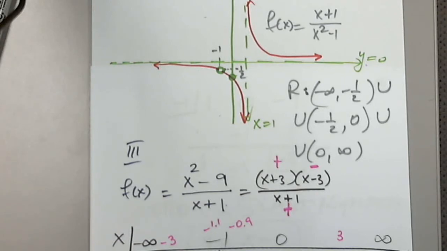On the other side, from -infinity on the right-hand side of the vertical asymptote, crossing the y-axis at (0, -9), crossing the x-axis at (3, 0), and approaching the slant asymptote towards infinity.